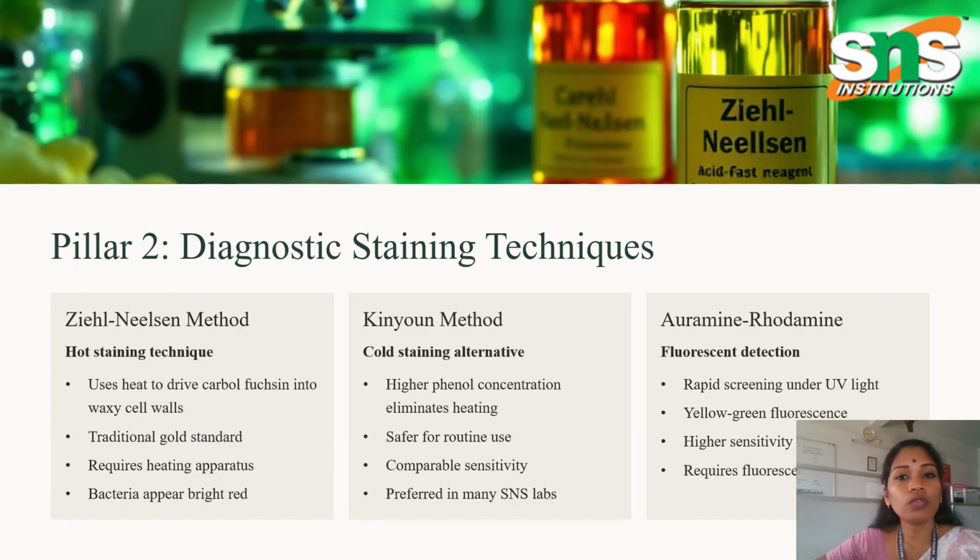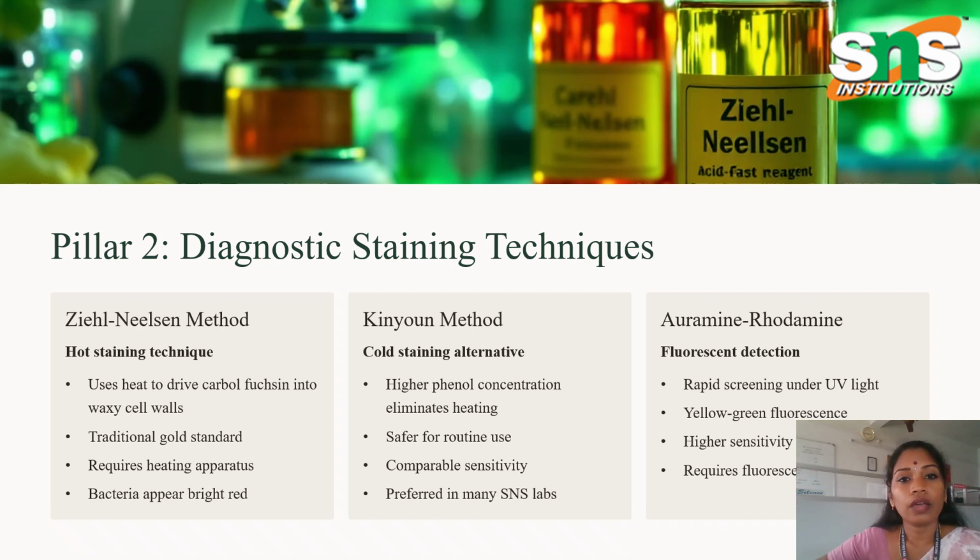Now let's move on to the second pillar, diagnostic staining techniques. We mainly use three important methods. One is the Ziehl-Neelsen method, a classic hot staining method. Heat helps the red dye Carbol Fuchsin enter the waxy cell wall. After staining, acid-fast bacteria appear bright red under the microscope.